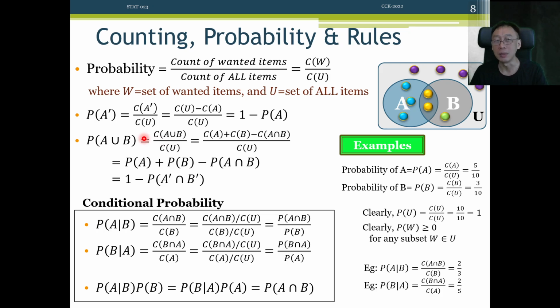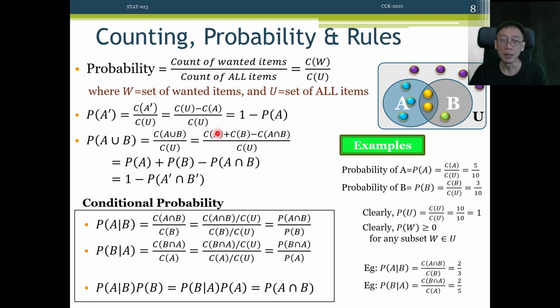So using the count concept, we have counting A union B because we just copy and paste it here, divide by count of U. But counting A union B, we can now easily understand the counting process. So count of A, so we have included the yellow balls one time. Then count of B, because everything in B must be counted. And then we included the yellow balls a second time, right? So we have to minus one copy of the count, the number of balls inside both A and B. So we do that. And we can see that very easily in the picture.